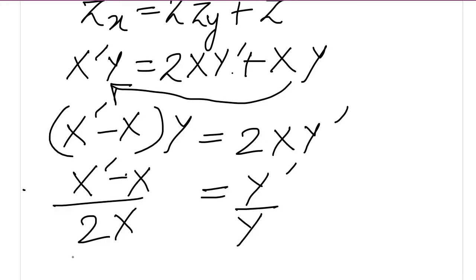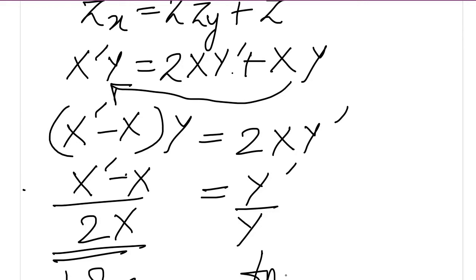Now here the left hand side is a function of x and the right hand side is a function of y. Y dash by Y only has y terms, and (X dash minus X) by 2X only has x terms. Now both of these will be equal if and only if they are equal to a constant. So we can take that this is equal to a constant. I hope you have understood what I said.